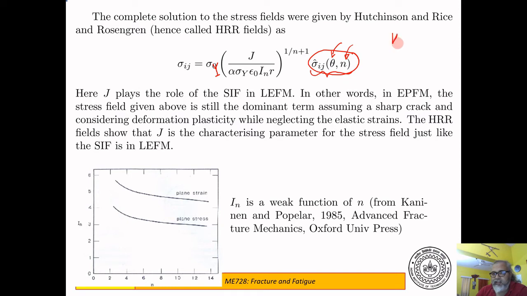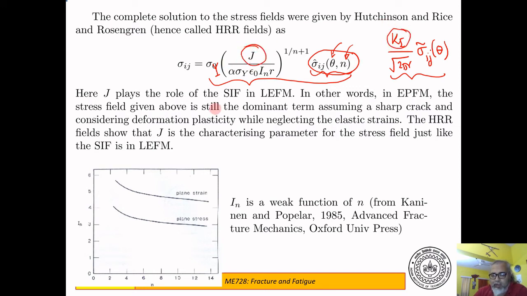Contrast this with K1 by root 2 pi r. This is what the stresses are in the linear elastic case. These are the stresses at the crack tip, exactly analogous stresses. Now in place of K1 you have the J integral for the problem, and you have this In, which is a weak function of n, and this is how the stresses at the crack tip are going to look.